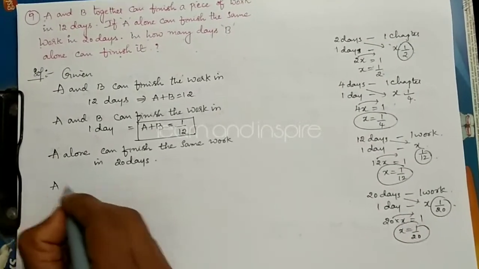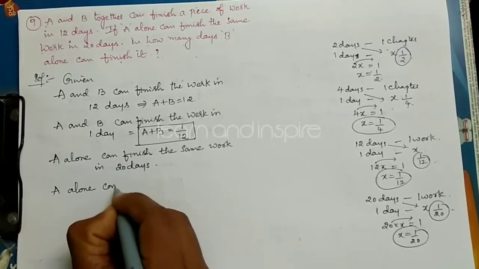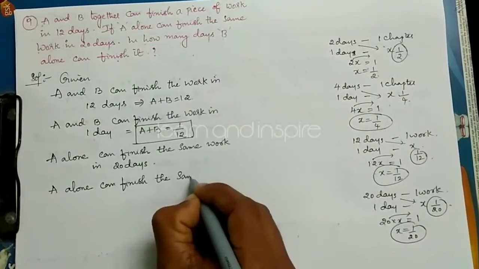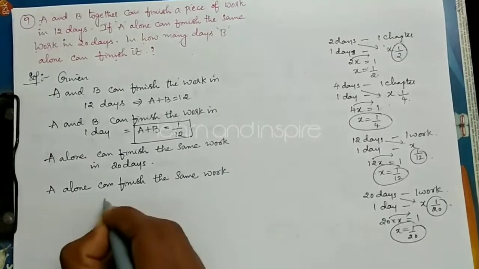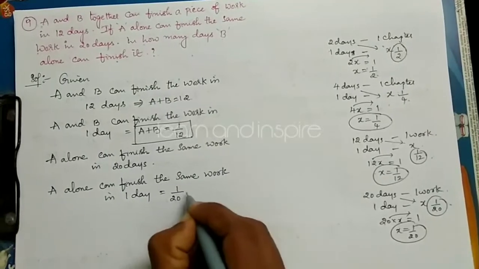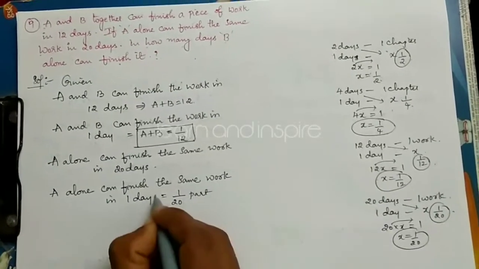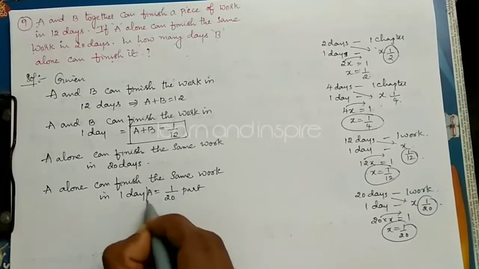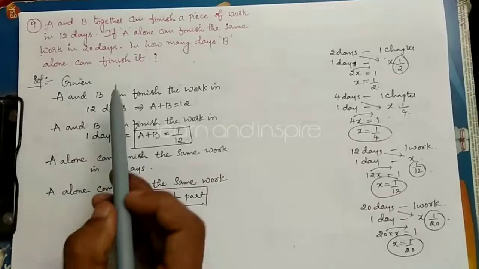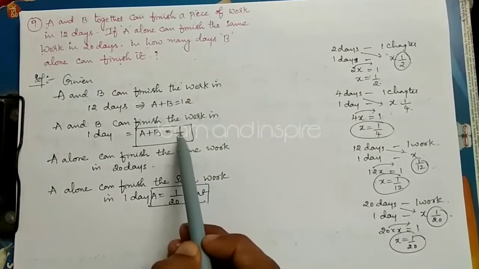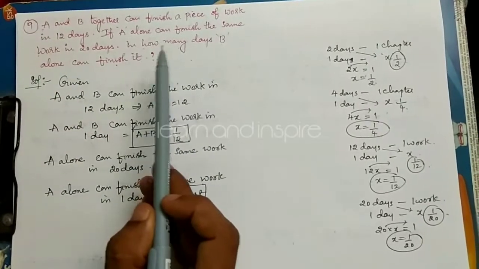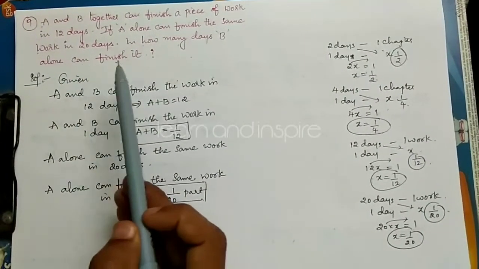Okay, so A alone can finish the same work in one day is equal to 1 by 20th part. That means A alone, A is equal to 1 by 20th part. He can complete 1 by 20th part. Now A plus B together, how much work can they complete in one day? 1 by 12 part. Now what do we have to find? How many days can B alone finish it?